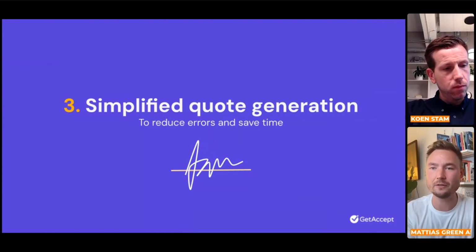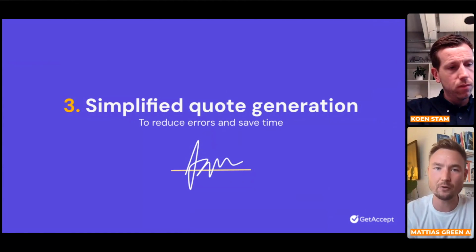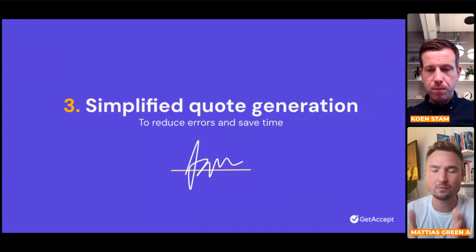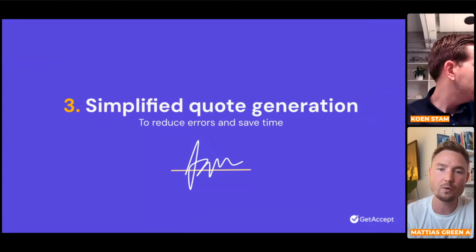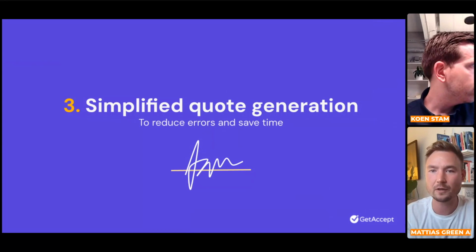There's a lot of friction because there's errors and they have to send out a new version of it and they can't edit it after send and stuff like that. But what's your experience of quoting, and why is it important for the sales velocity?